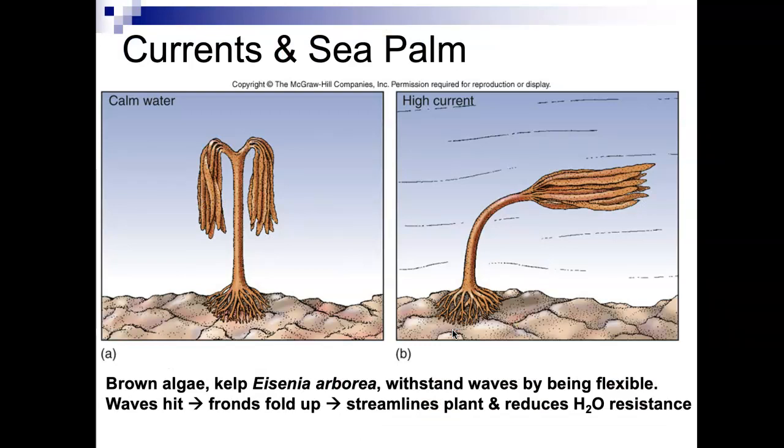The other way to deal with wave action is just to be flexible. So sea palms are a great example of this. And so this is one of your sea palms. It's a type of brown algae. And it withstands the waves by just being flexible.